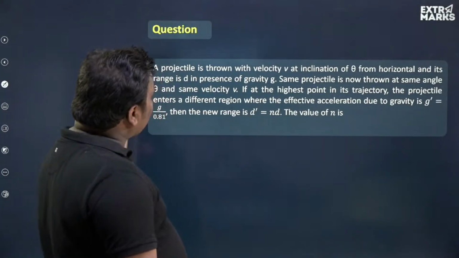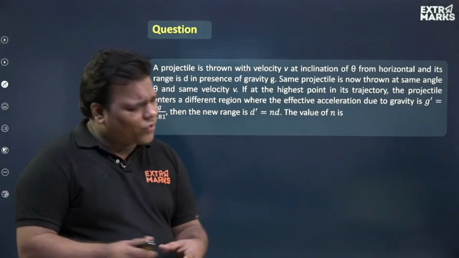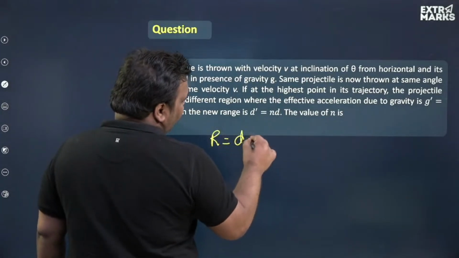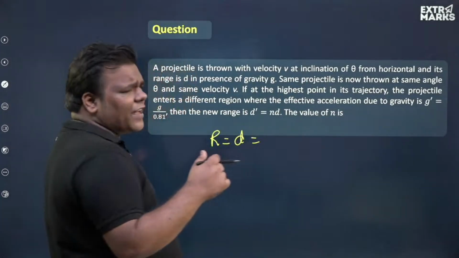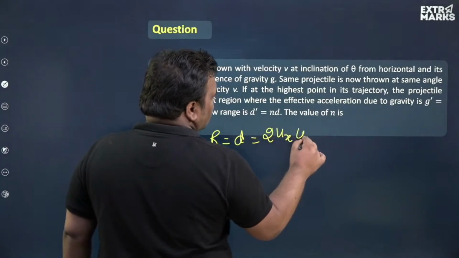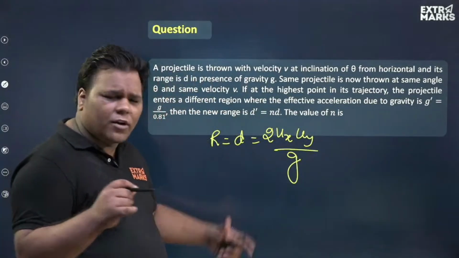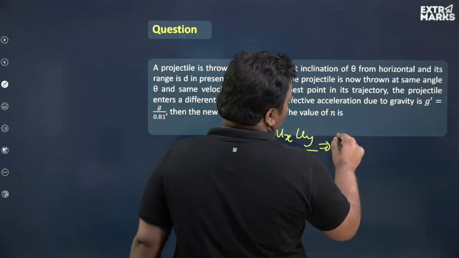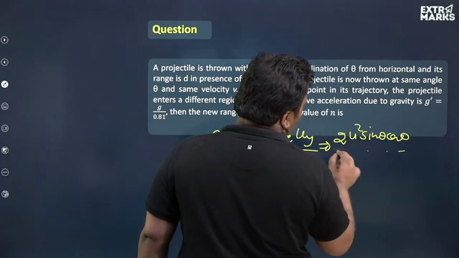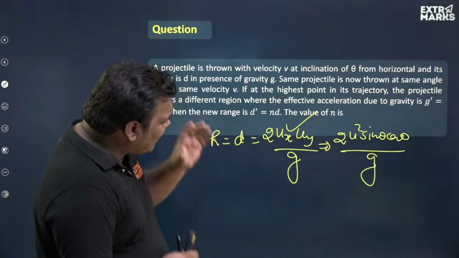horizontal, and its range is d in the presence of gravity g. We know that range is d, which is equal to 2 times ux uy divided by g. I prefer to choose this formula. Instead, you can choose the formula v square sine theta cos theta by g also, but it is always better to use this formula because it will give you an idea.